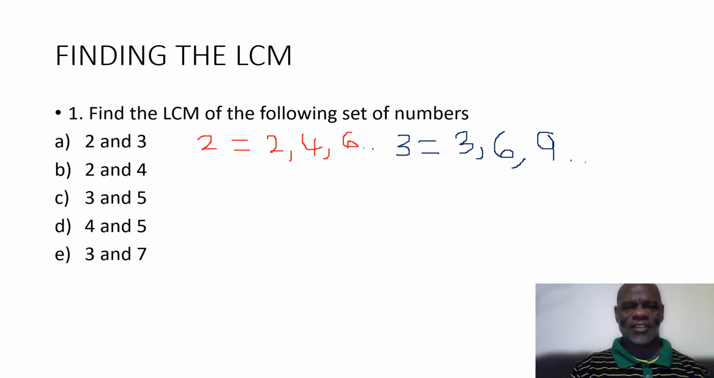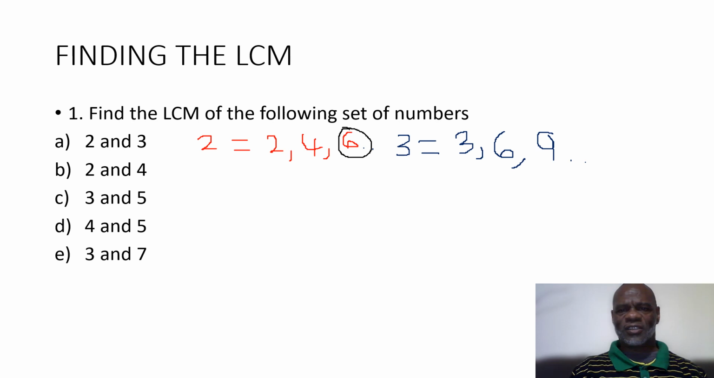So we have multiples of 2: 2, 4, 6, 8, 10, 12, 14, 16, and so on. Multiples of 3: 3, 6, 9, 12, 15, 18, 21, and so on. Good? So we see that 2 and 3 can go into 6 without leaving a remainder. 2 and 3 can go into 6 here again without leaving a remainder. Alright? So we say 6 is the LCM, or the least common multiple, of 2 and 3.